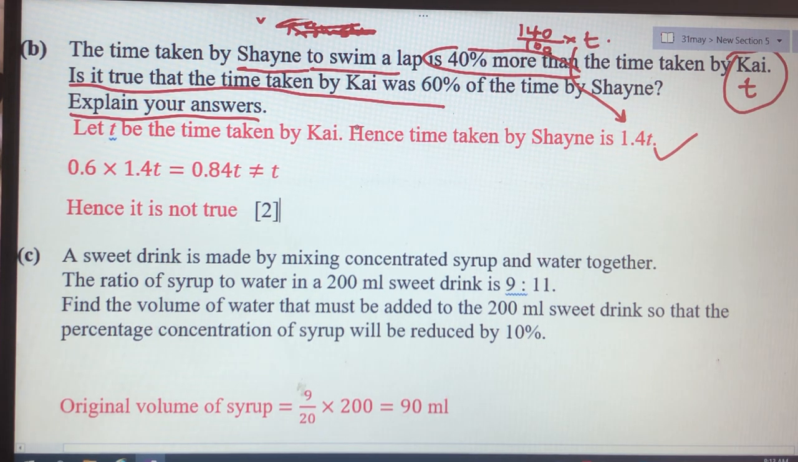Okay, now what I do, right, is they ask me whether it is true. I'm going to use proof by contradiction. Contradiction means I now find 60% of the time by Shane. If I find 60%, I do below, 60% of the time by Shane, which is this one, right?